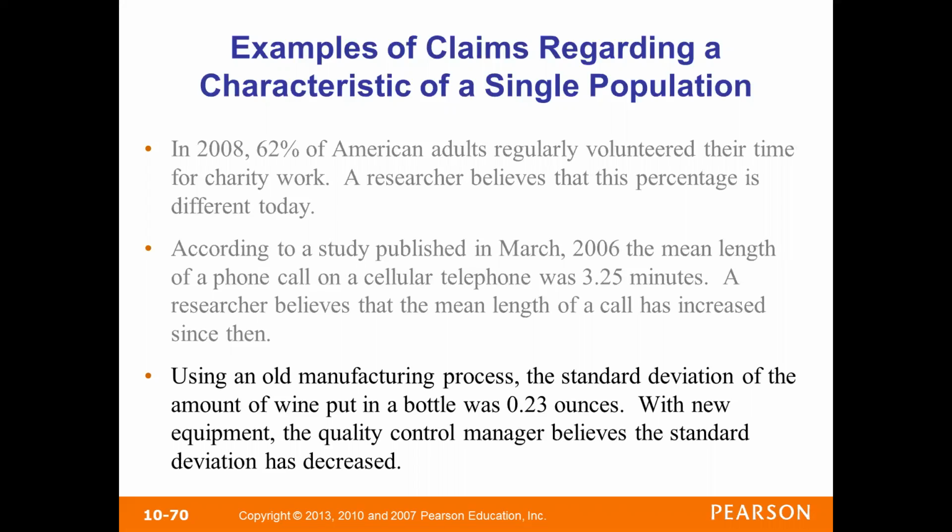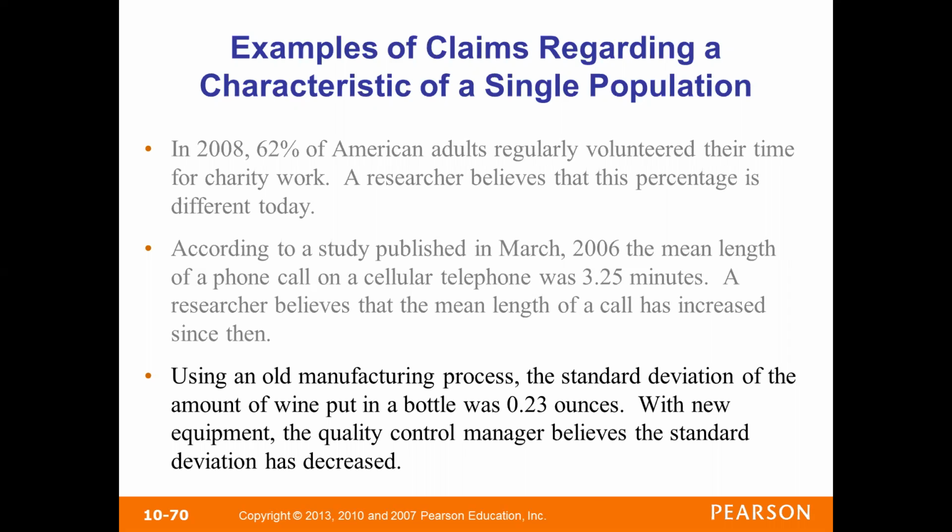let's suppose that previously we have done a study and we determined that 62% of American adults regularly volunteer their time for charity work. A researcher believes that this percentage is different today. Or, according to a published study in March 2006, the mean length of a phone call on a cellular telephone was 3.25 minutes. A researcher believes that the mean length of the call has increased since then.